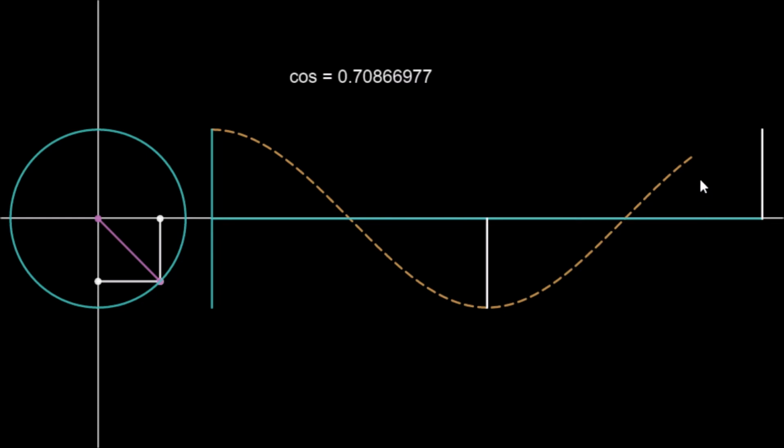So the cosine function is positive in the fourth quadrant. So we can see here that the cosine function is positive in the first quadrant and in the fourth quadrant, and it's negative in the second and the third. So let's look at the tan function.